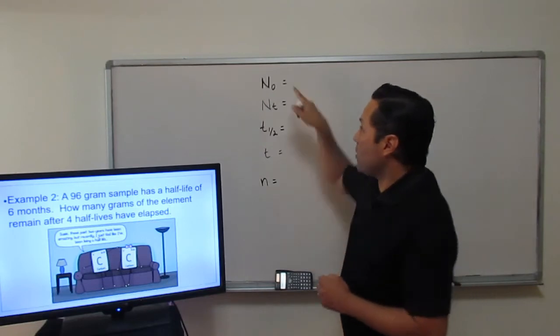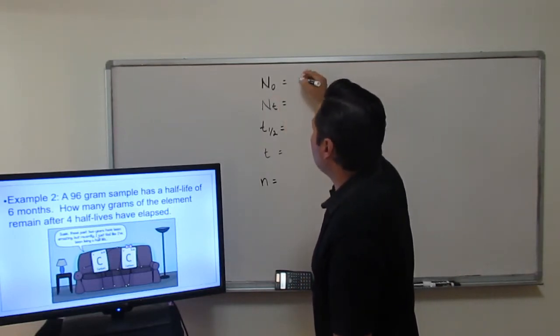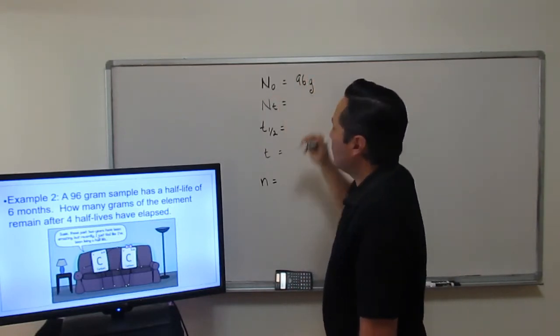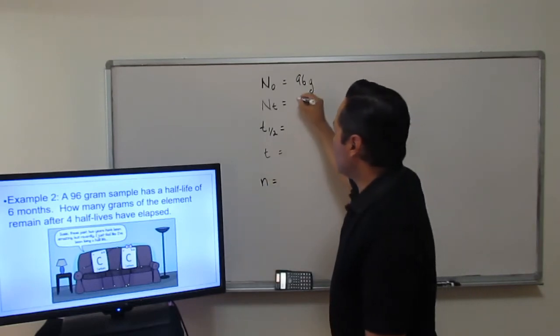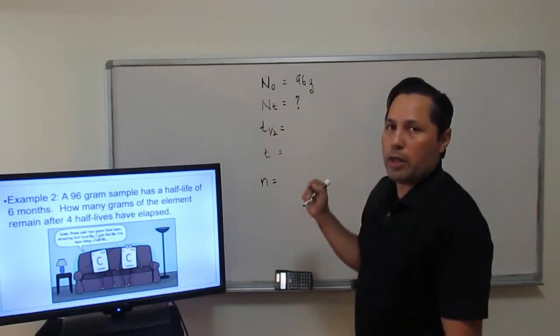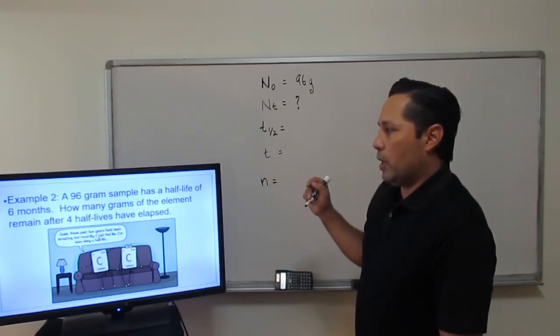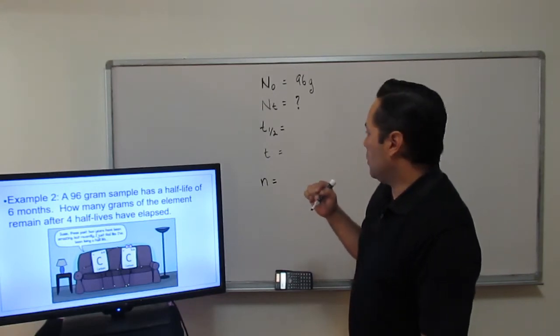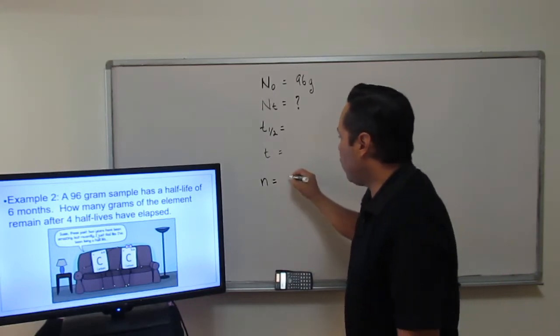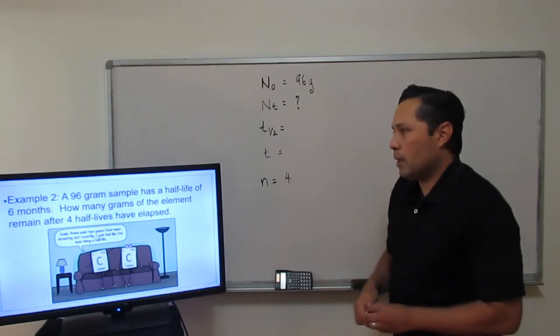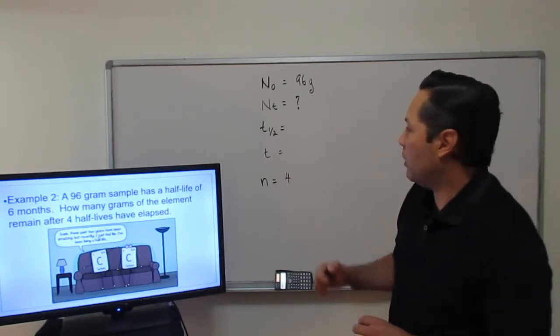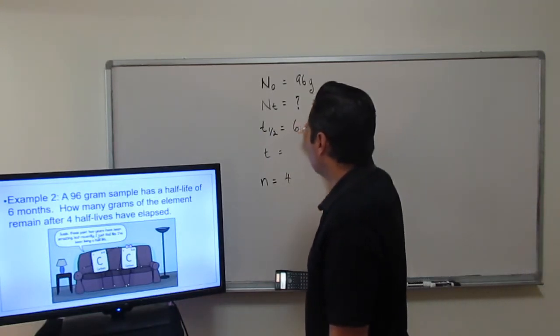Alright, the original mass at time 0 is 96 grams. They want to know how many grams are left over, so a question mark on Nt, the amount. How many half-lives have gone by? 4 half-lives have gone by, and each half-life is 6 months.